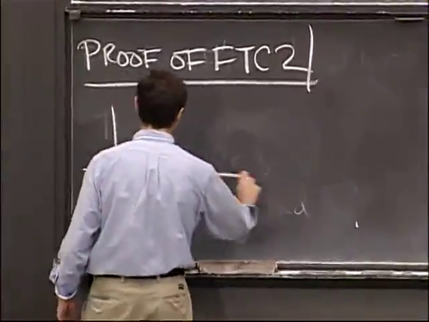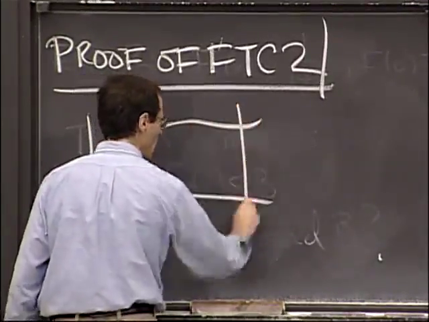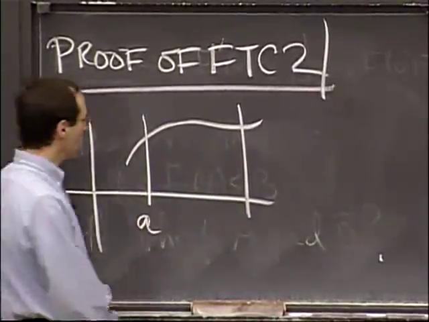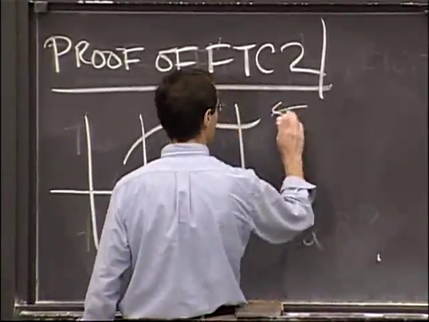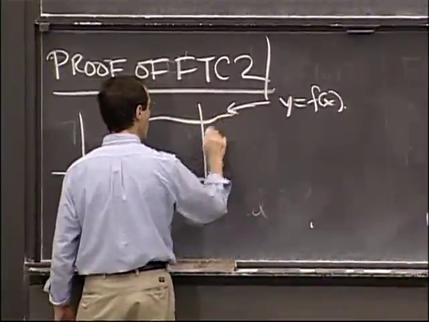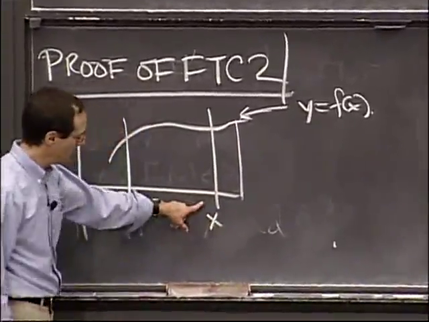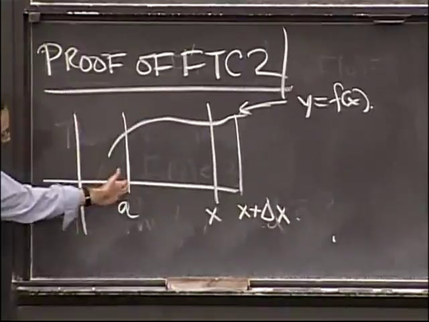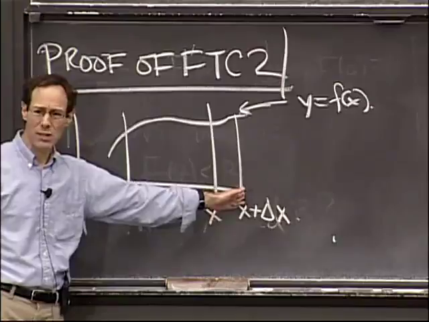The proof is by picture and using the interpretation as area under the curve. So here's the value of a, and this is the graph of the function y equals f of x. Then I want to draw 3 vertical lines. One of them is going to be at x, and one of them is going to be at x plus delta x. So here I have the interval from 0 to x, and next I have the interval from x to x, delta x more than that.